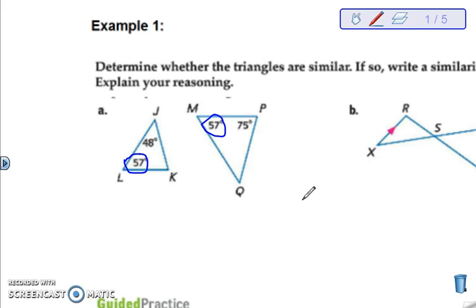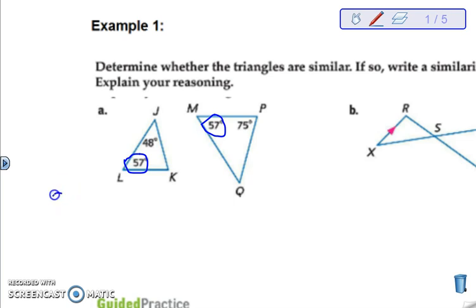But we probably want to figure out what the missing angle is in the two triangles so that we can look at all the angles together, because it's possible that the 48 degrees for angle J is equal to the missing angle of triangle MPQ and vice versa. So what I'm going to do is take triangle LKJ, figure out the number of degrees for angle K, and see if that matches up better with triangle MPQ.